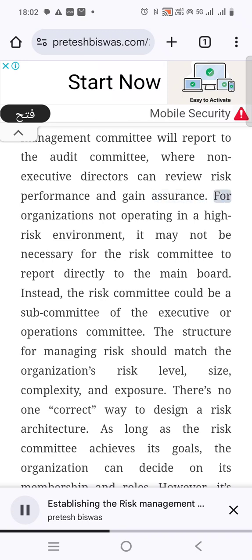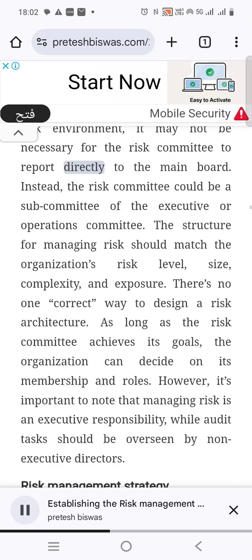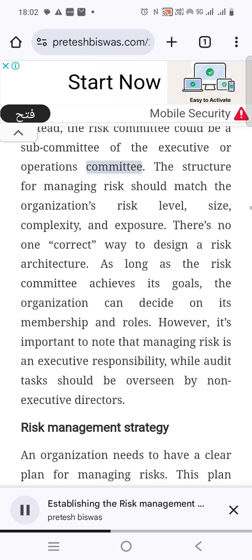assurance. For organizations not operating in a high-risk environment, it may not be necessary for the Risk Committee to report directly to the main board. Instead, the Risk Committee could be a subcommittee of the Executive or Operations Committee.